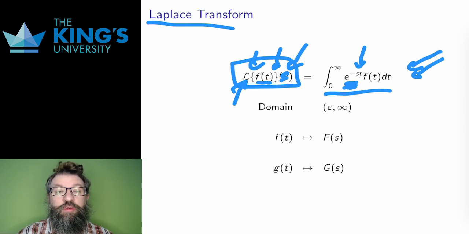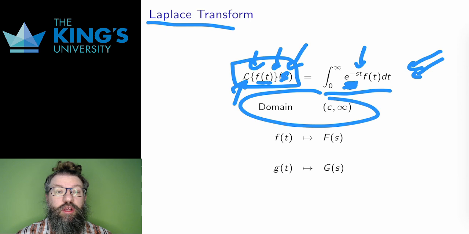The domain of this new function is (c, infinity), where the assumption was that f has exponential order c. And this is required for the integral to converge. This is an improper integral, so we need to worry about convergence. The control on the growth of the function, exponential order c, means that it is small enough, at least for certain values of s, for the integral to be finite. And that's why I needed exponential order.